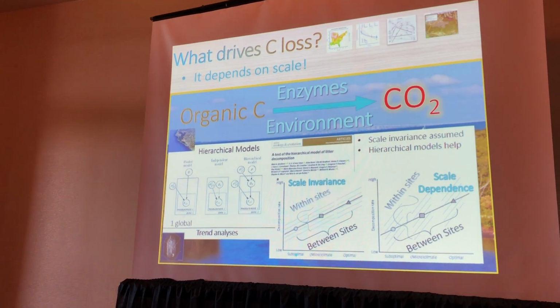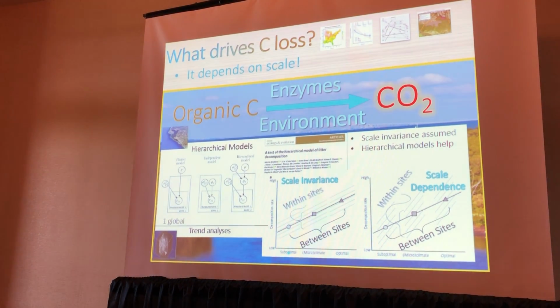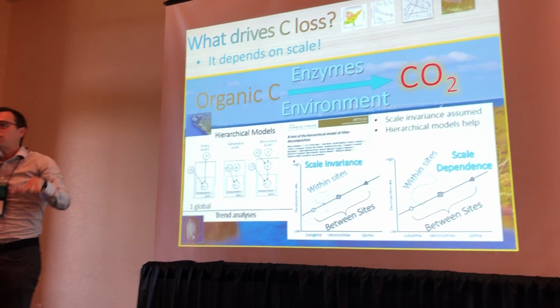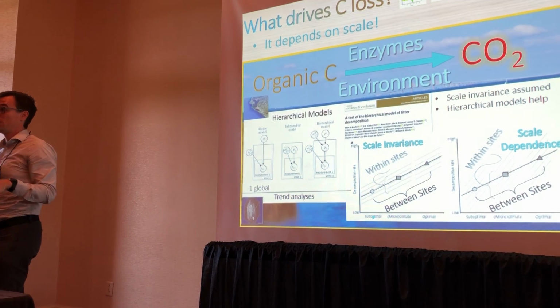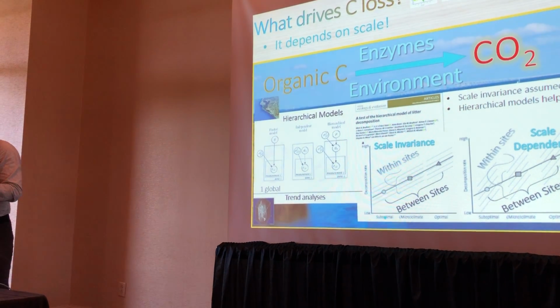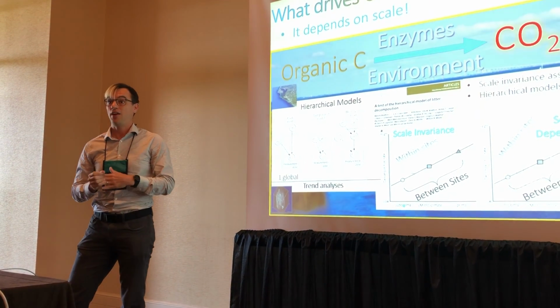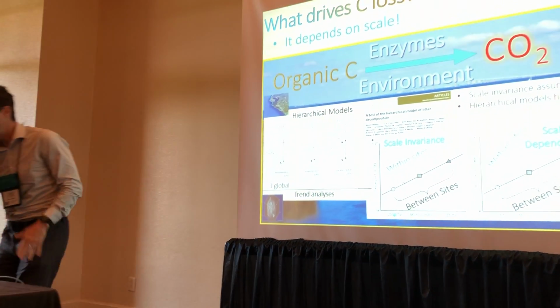Hierarchical models let you take the parameters that describe the slope of the relationship at a local site as a function of parameters that govern the differences among sites within a region. So you can explicitly accommodate processes that are operating at those independent scales and actually measure how they're happening. So it's a really cool approach.